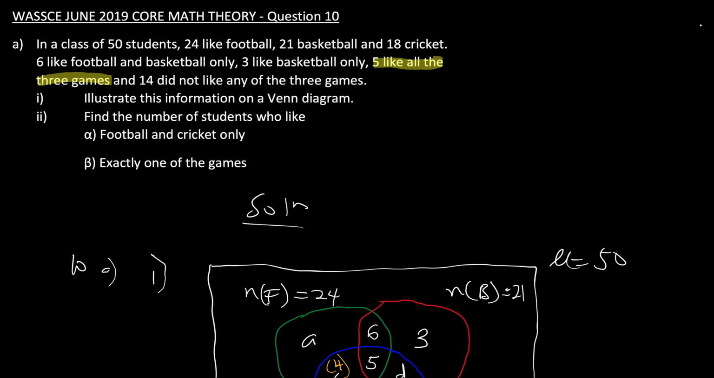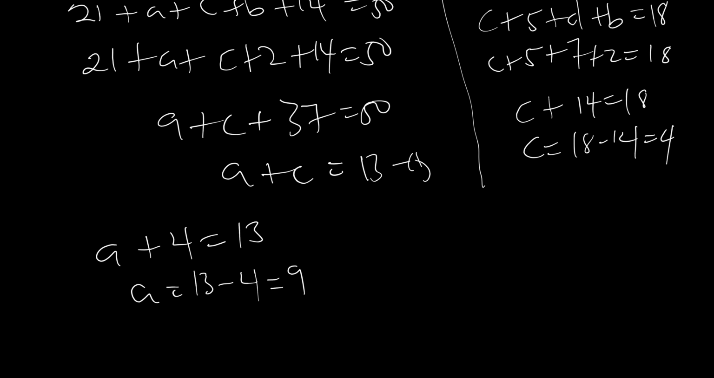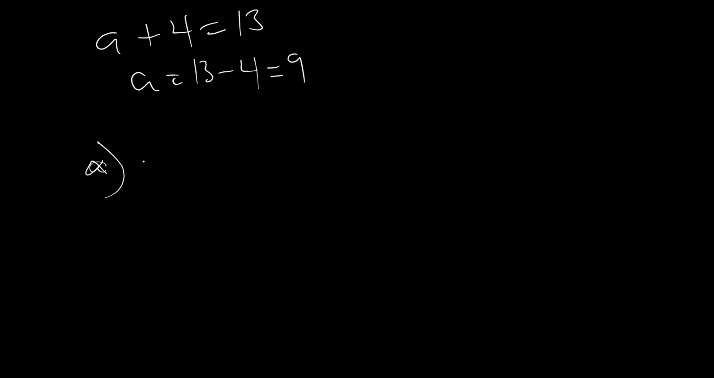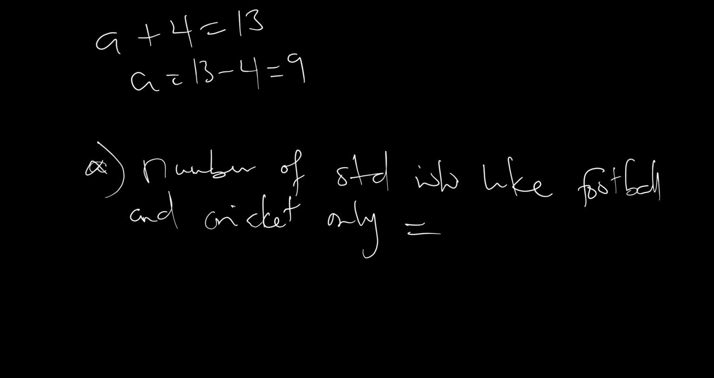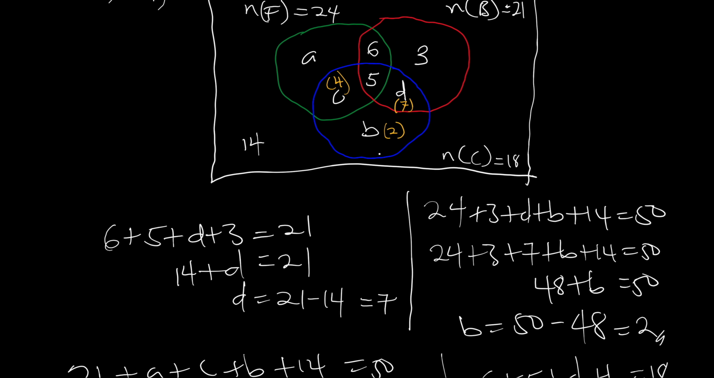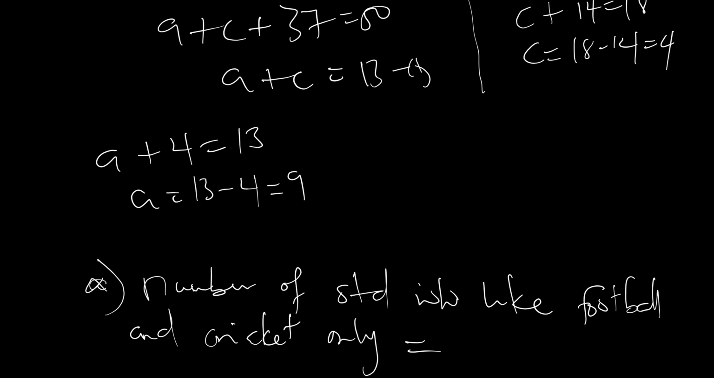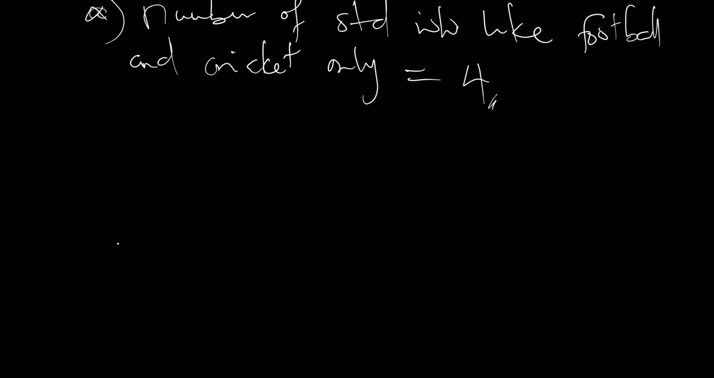So 10A(ii). Find the number of students who like football and cricket only. So alpha, the number of students who like football and cricket only will be equal to, so this is the number of students who like football and cricket only. So we have 4, will be 4.